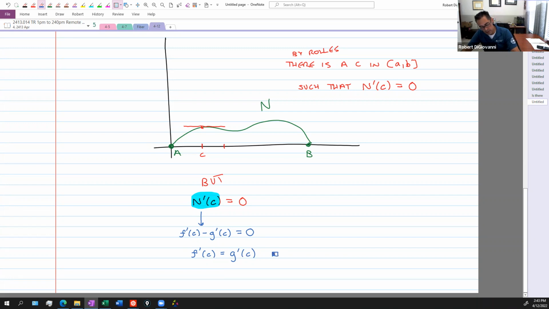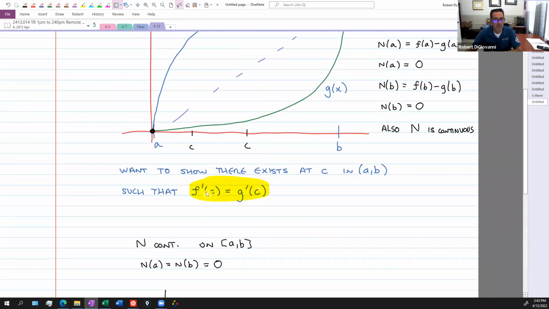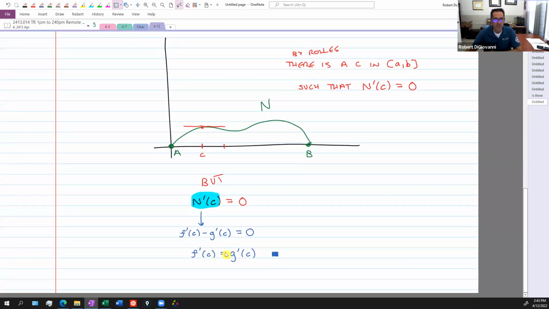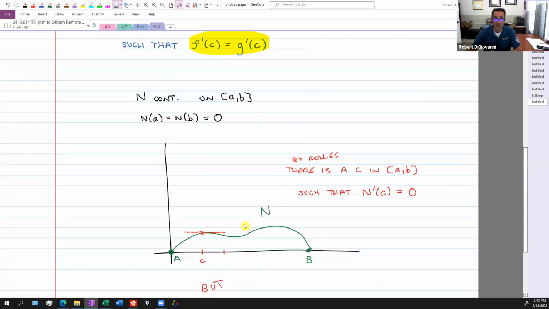QED, that's it. QED means I'm done. A little black box at the end means I've shown what I have tried to show you. You said you'd be satisfied if I showed you that, right? I just showed it to you. I just showed you that there is a point C where f prime equals g prime. Very strange, right? Very strange.